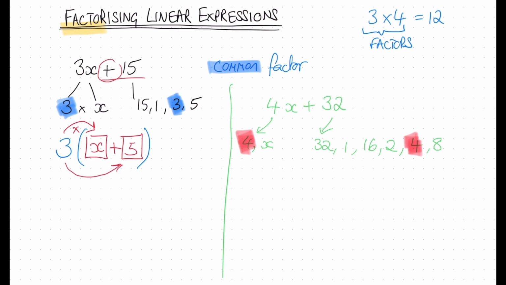So that 4 goes on the outside of our brackets. Now, what do you times 4 by to get to 4x? 4 times by x is 4x. What do you times 4 by to get to 32? If we look at our factor pairs over here, which I've just underlined, it's 8. So you put 8 at the side there. Then we look at our symbol. It's a plus. So therefore, in our answer, we also have a plus.